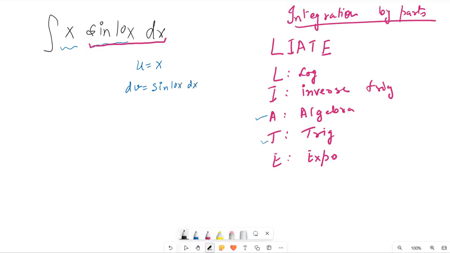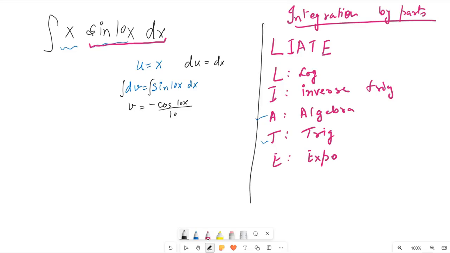So the first function, which is u, you're going to differentiate. x's derivative is 1, so du is just dx. And the second function, which is dv, you're going to integrate. You're going to get v is equal to, what is sine's integral? Negative cosine 10x divided by 10. Don't write c here in this component.